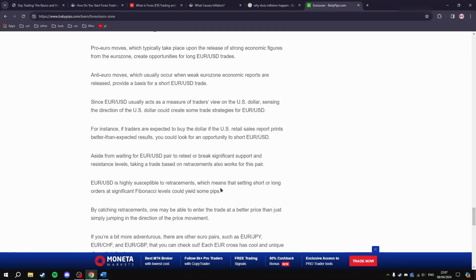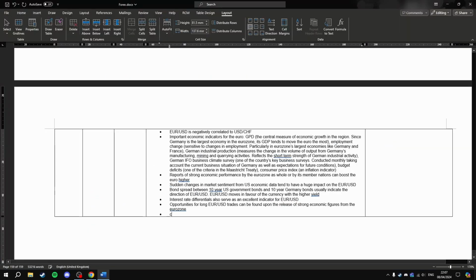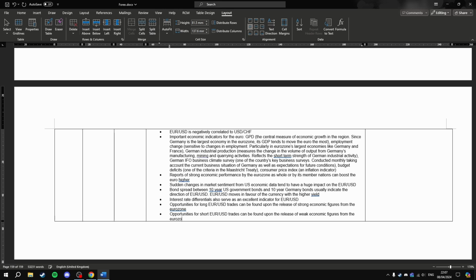Anti-Euro moves, which usually occur when weak Eurozone economic reports are released, provide a basis for short Euro USD trades. Okay, so opportunities for short EUR USD trades can be found upon the release of weak economic figures from the Eurozone.